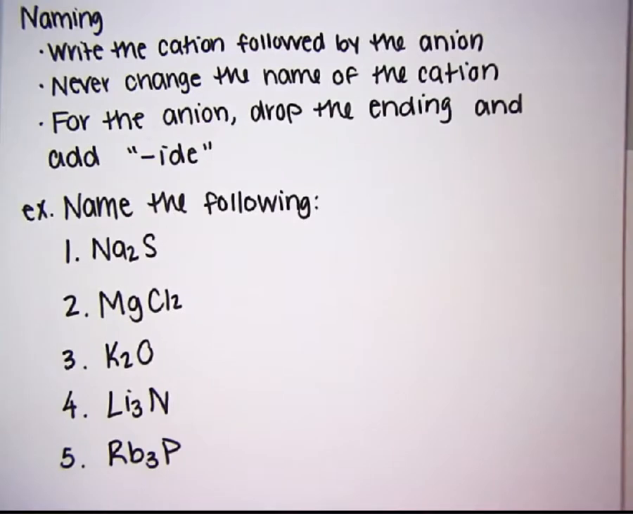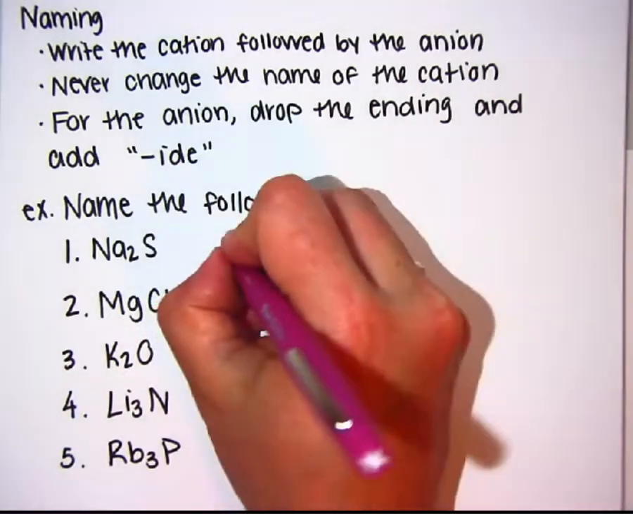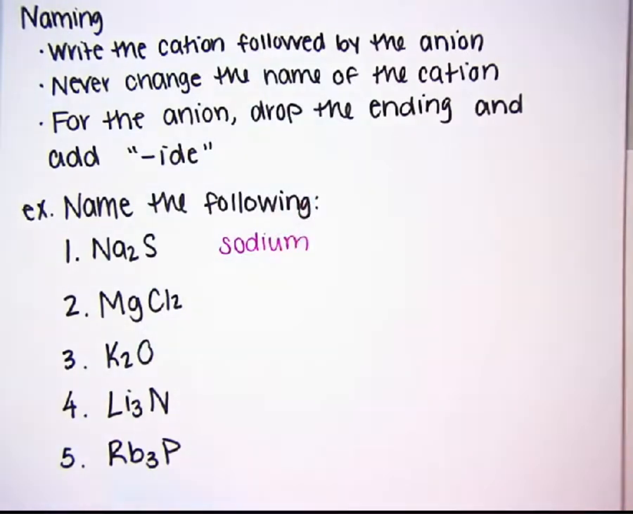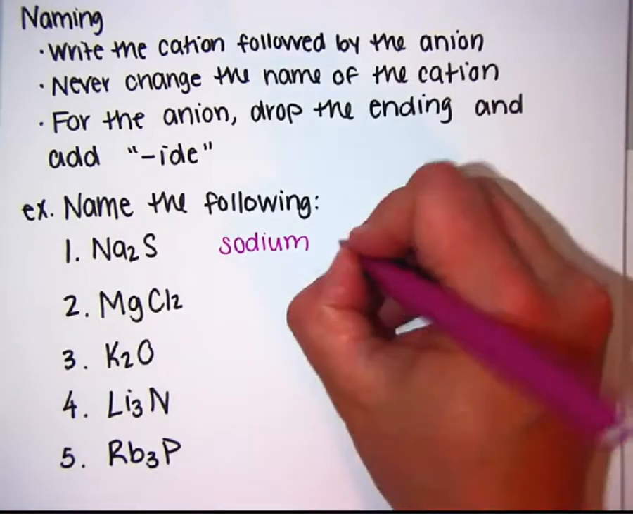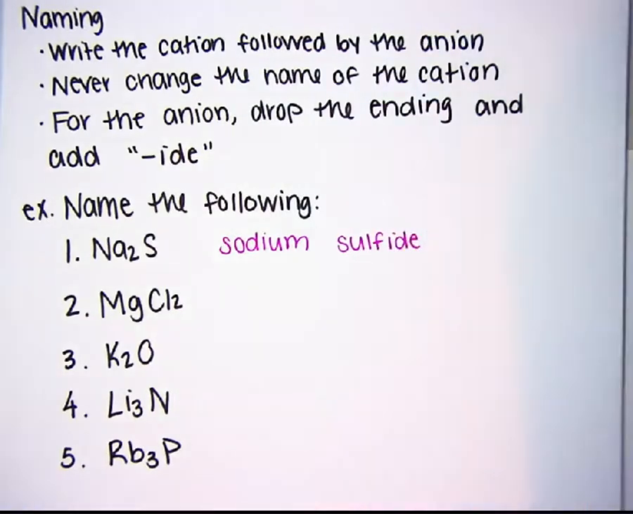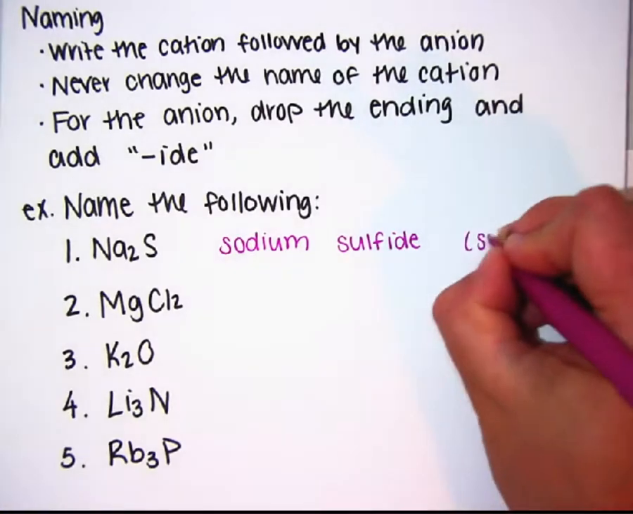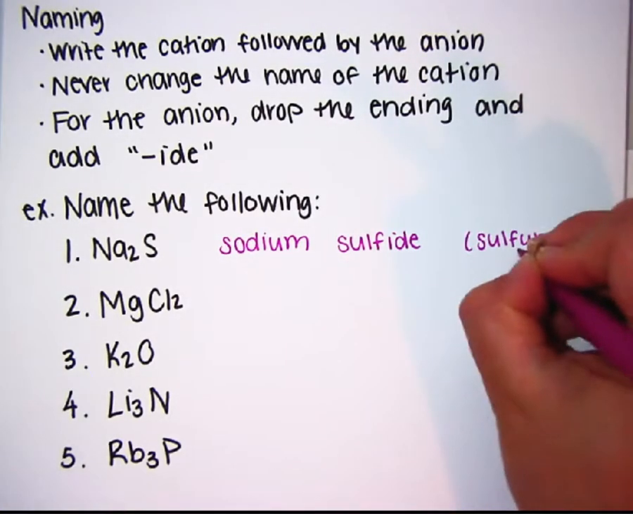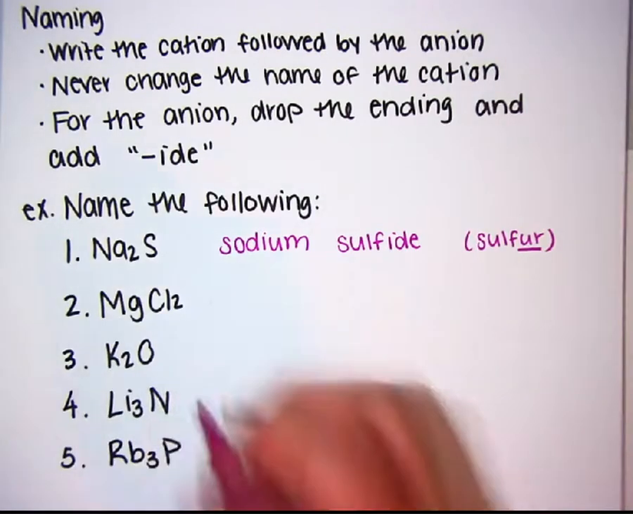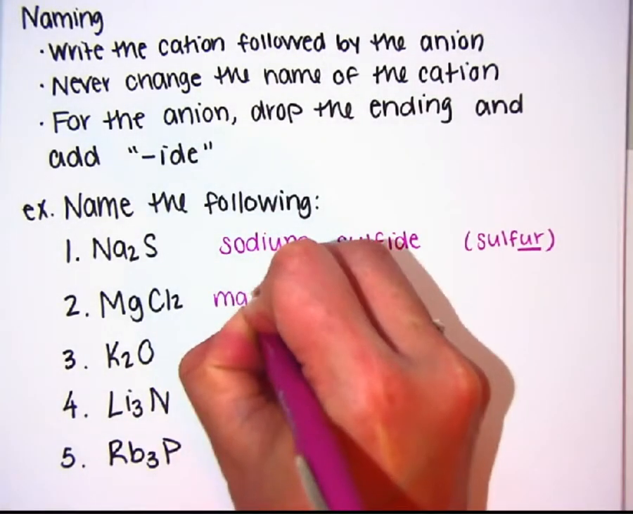All right, the cation comes first. We never change the name of the cation. Na is sodium, so I write sodium. After the cation, we're going to write the anion. For the anion, we're going to drop the ending and add IDE. So sulfur becomes sulfide. So we drop the UR in sulfur. Sulfur becomes sulfide.